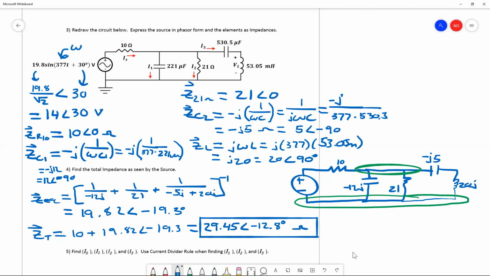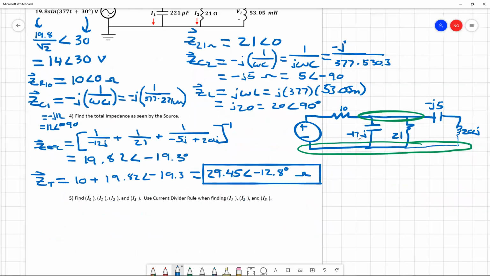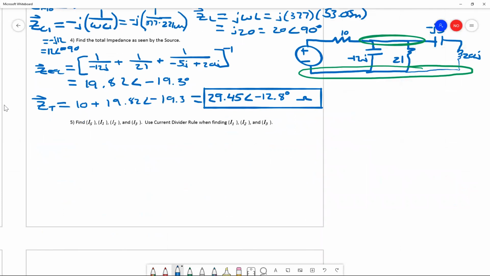So number 5 asks us to solve for all the current values. So we can do that pretty easily by using the current divider rule, which it actually instructs you to do. So the first step is going to be to find the total current. Total current is going to be I source, voltage of the source over total impedance, right? So that's 14 at an angle of 30 over 29.45 at an angle of negative 12.8.